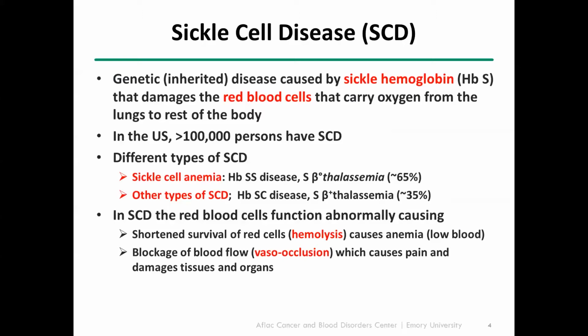The other problem with these abnormal red cells is that they cause blockages of blood flow. The fancy word for that is vaso-occlusion. And whenever the blood flow is blocked, that causes pain and damages tissues and organs, and this can occur throughout the body.